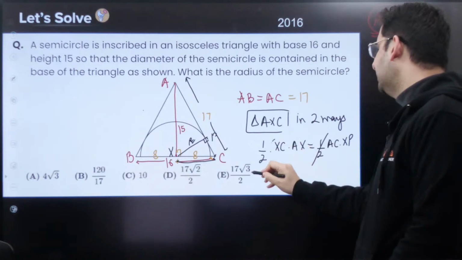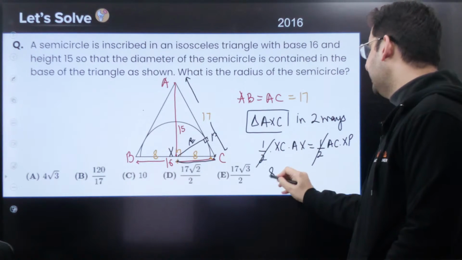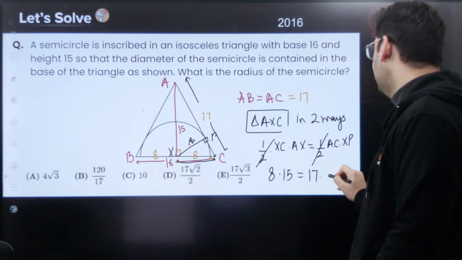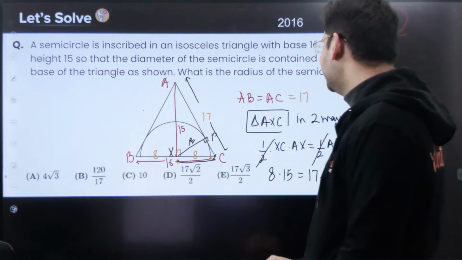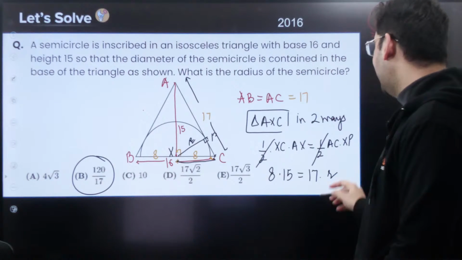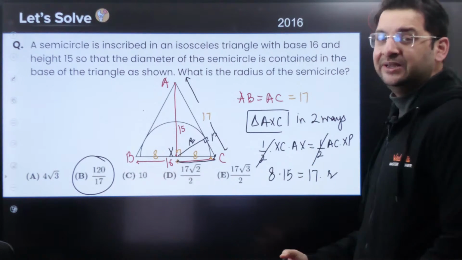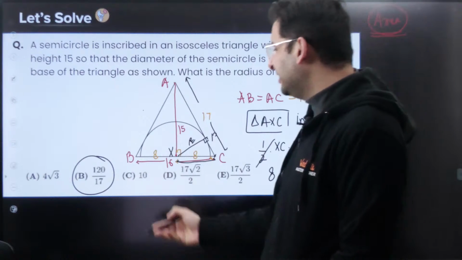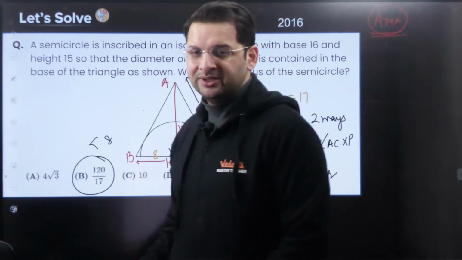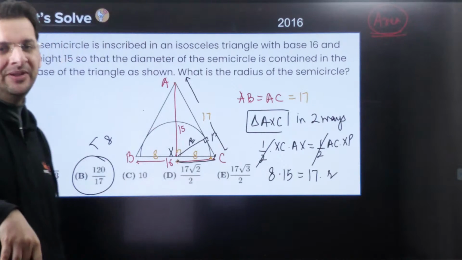So the half gets cancelled out. XC, which is 8, into AX, which is 15, is equal to AC, which is 17, into R. So clearly R is 120 upon 17. And we are done. So the value of R is going to be 8 into 15 upon 17, that is 120 upon 17. And you can see that this is less than 8, clearly smaller than 8, and this is what we wanted also. I hope this is clear to everyone.